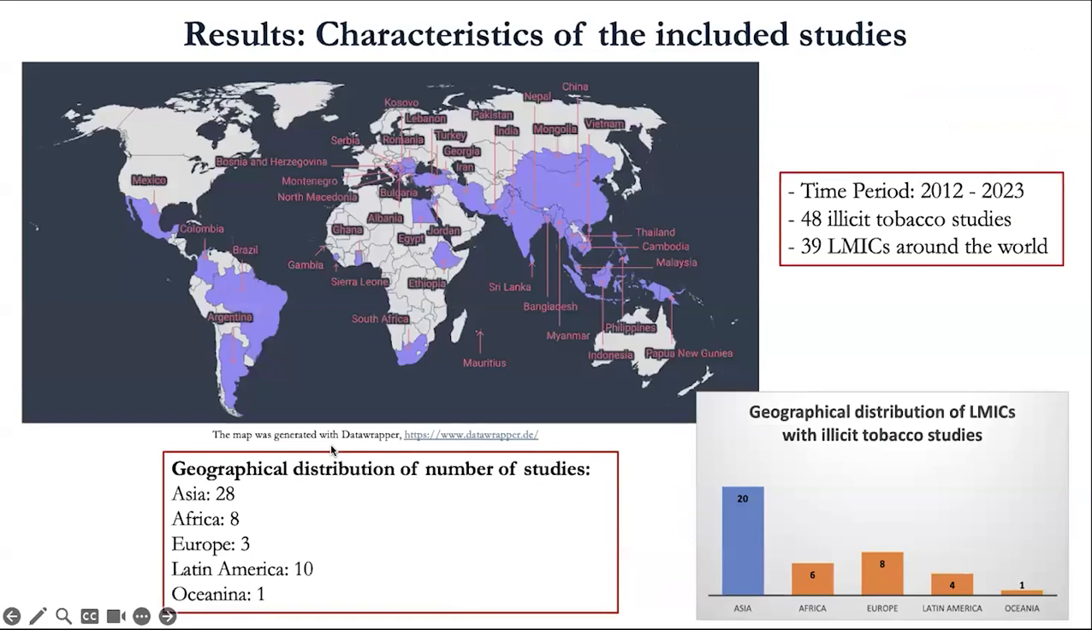Now, if we try to present these 48 studies, we see, as the world map shows, that from 2012, the year when the illicit tobacco protocol was initiated by WHO, to 2023, in this time period, there were 48 studies that provided estimates of the share of illicit tobacco for 39 low and middle income countries across the world. The geographical distribution shows that they're mainly from Asia, followed by Europe, Africa, Latin America, and Oceania.